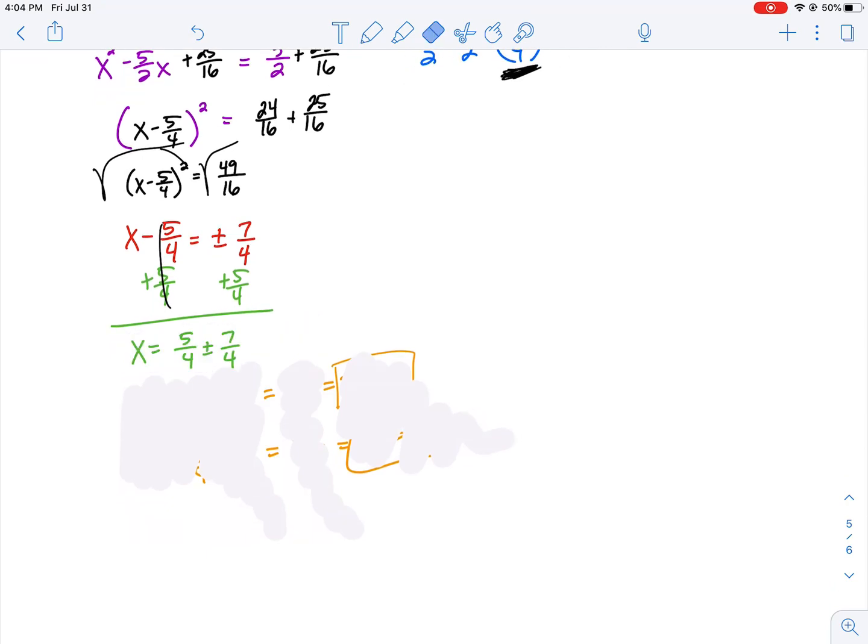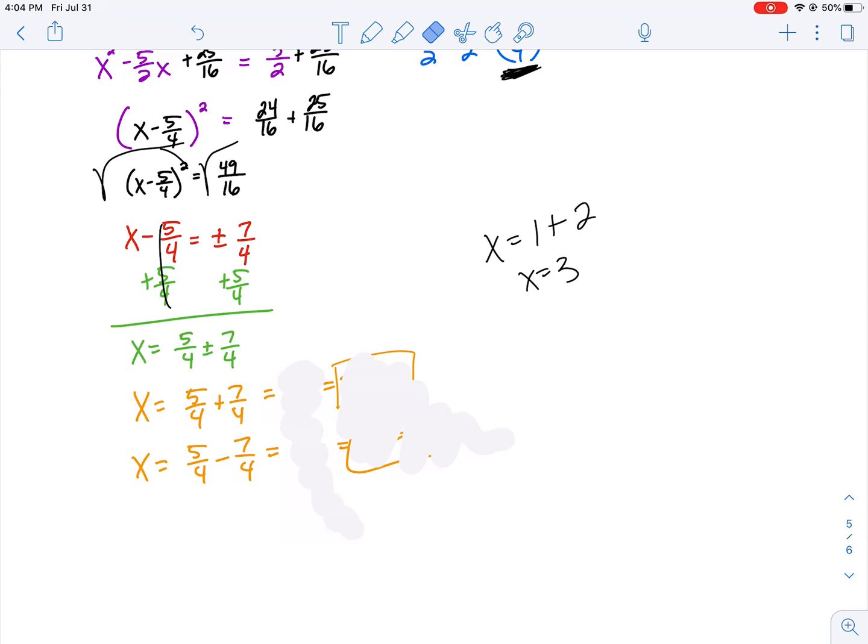I end up getting x equals 5 fourths plus or minus 7 fourths. Now, please don't leave your answer like that. You wouldn't leave your answer x equals 1 plus 2, would you? No, you'd really say x equals 3 because you'd add those two numbers together. Well, same thing here. They're not radicals, so I have like terms that I should be able to combine and make my answers look a little bit nicer. I have two different answers. I have one statement that says x equals 5 fourths plus 7 fourths, and another that says 5 fourths minus 7 fourths.